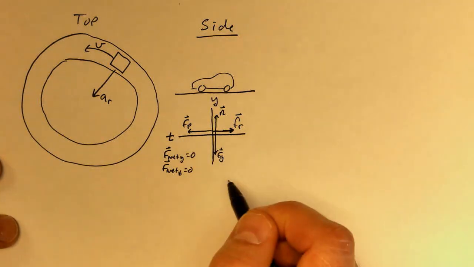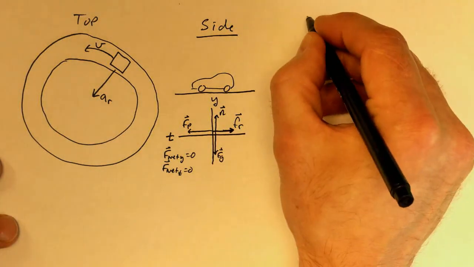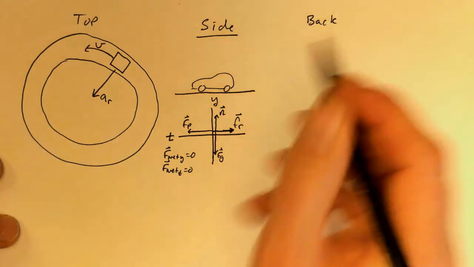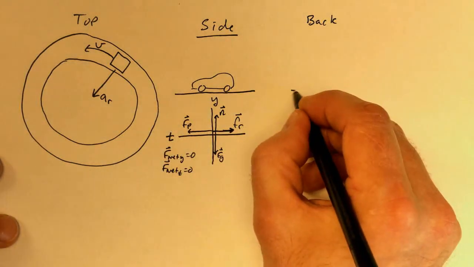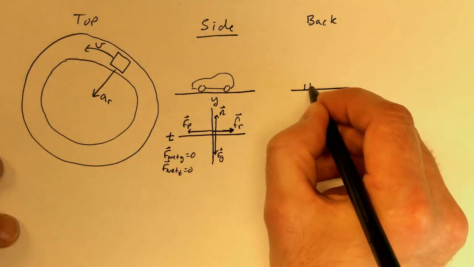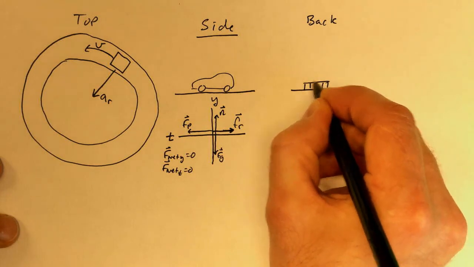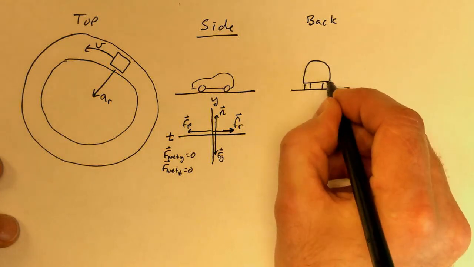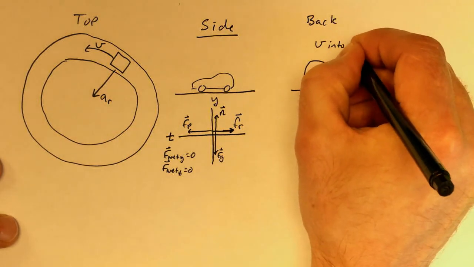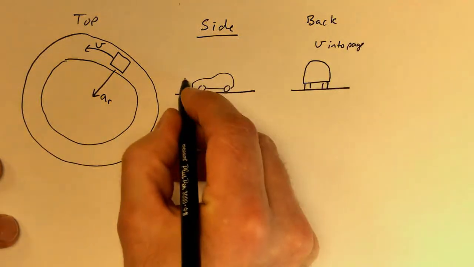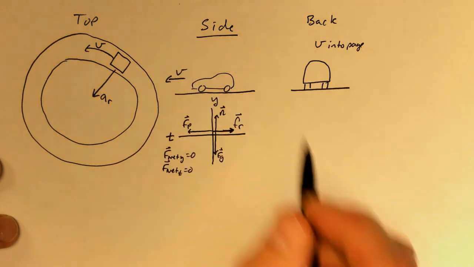So to get that information, I have to draw another picture. I'm going to draw a back view, as if I'm standing behind the car, staring at the car, and this is the picture I'd see. I'd see the tires on the road, and here's my car, and it's going away from me. So V is into the page, and over here V was to the left.